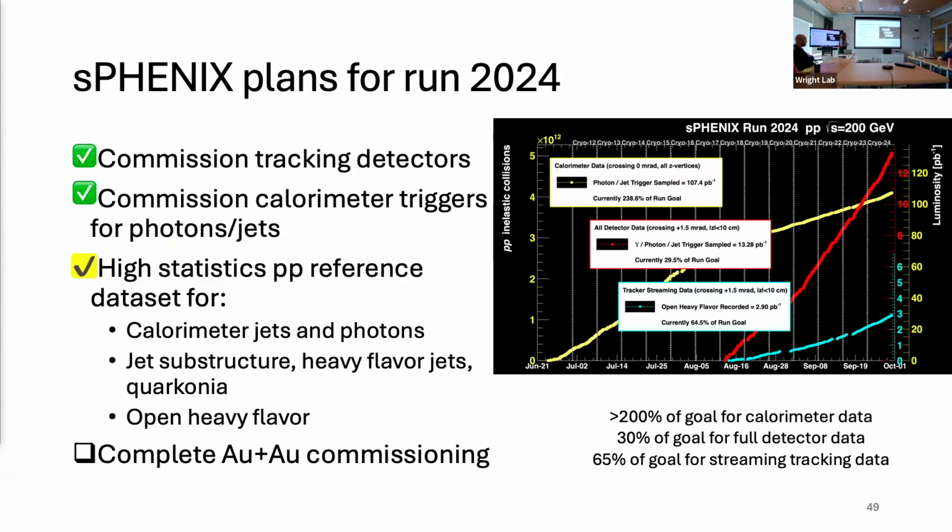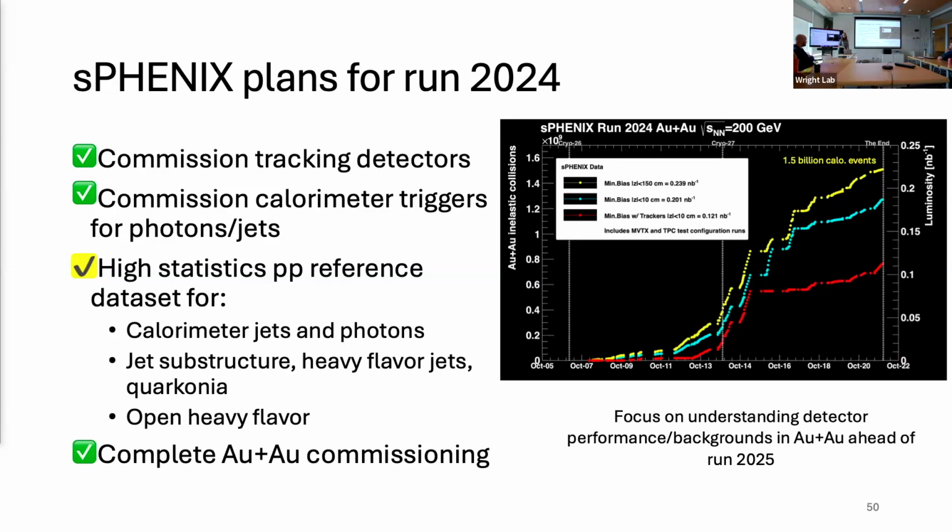So I would say this was a mixed success, which is why the check mark is yellow. We got over 200% of our goal for calorimeter data. It's great. Only about 30% of the goal for the full detector, and 65% of the goal for the tracking data. And so we're able to do most of the sPHENIX physics program with this amount of data.